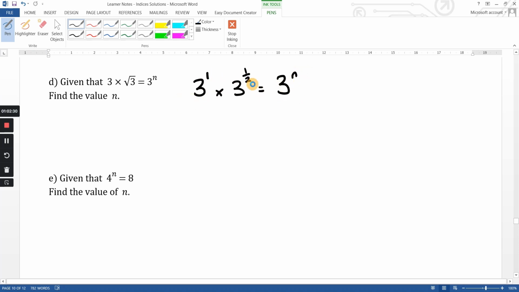Okay, and now we can use our power rules. If you're multiplying, you add the powers. So 1 plus a half gives me 1.5. You can write it like that. So technically n is going to be 1.5. That's my answer. Brilliant. That's a really good one.